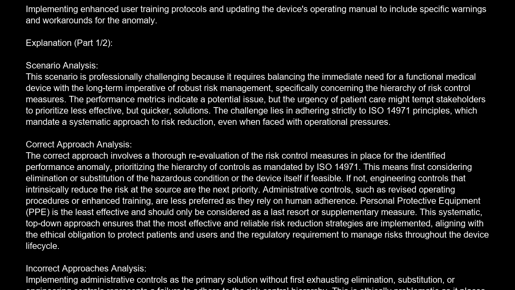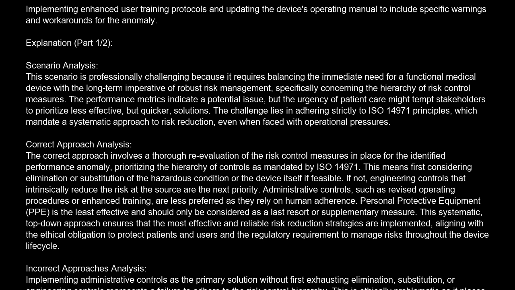This systematic, top-down approach ensures that the most effective and reliable risk reduction strategies are implemented, aligning with the ethical obligation to protect patients and users and the regulatory requirement to manage risks throughout the device lifecycle. Incorrect approaches analysis. Implementing administrative controls as the primary solution without first exhausting elimination, substitution, or engineering controls represents a failure to adhere to the risk control hierarchy.